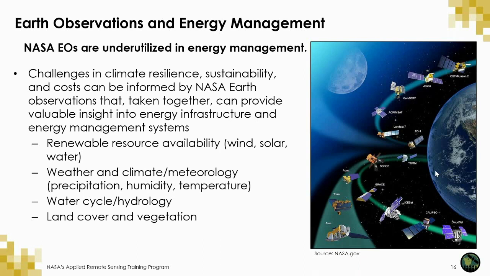NASA has several satellites that are collecting data on the Earth. You'll hear more detail later in this session and in the rest of our webinars, but NASA data can speak to renewable resource availability, including resources such as wind, solar, and water for hydropower electricity. Earth observations can speak to weather and climate data, such as hydrometeorological variables like precipitation, humidity, and temperature, as well as water cycle-related hydrological parameters and parameters on land cover and vegetation.